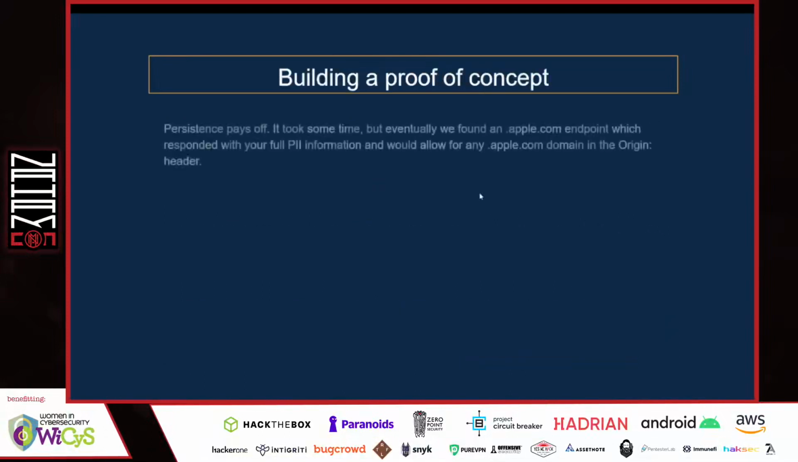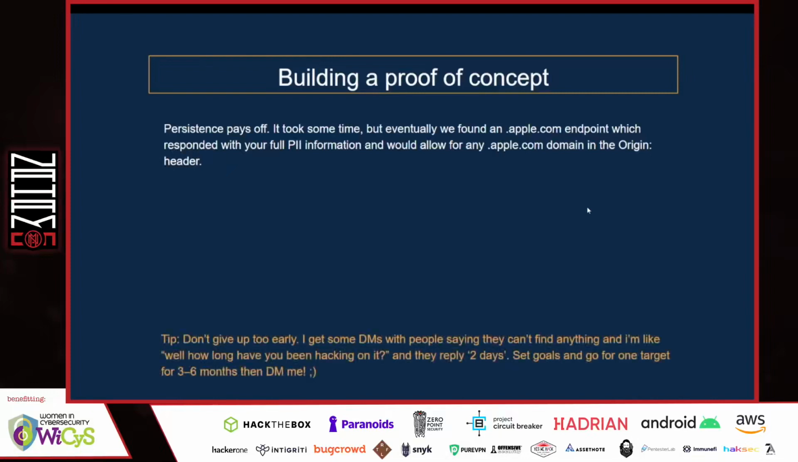So persistence actually pays off. It did take some time, like I say, about 3 or 4 days, but eventually we found an Apple endpoint where it responded with not only your full PII information, but it also allowed any apple.com domain in the origin header. So we could put all of our XSS work there, and it would respond with Access-Control-Allow-Origin with our Apple domain. We have access to this. And that's another tip: don't give up too early.